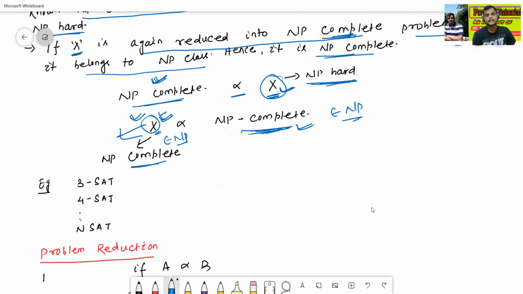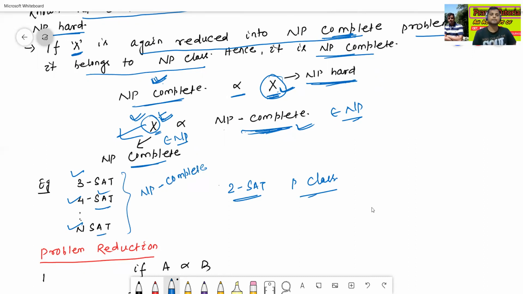Okay, see, these are the examples of NP complete problems: 3-SAT problem, 4-SAT problem, N-SAT problem. These problems are called NP complete problems. Remember, but 2-SAT problem is a P class problem. 2-SAT is a P class problem. But 3-SAT, 4-SAT, N-SAT, these problems are called NP complete problems.